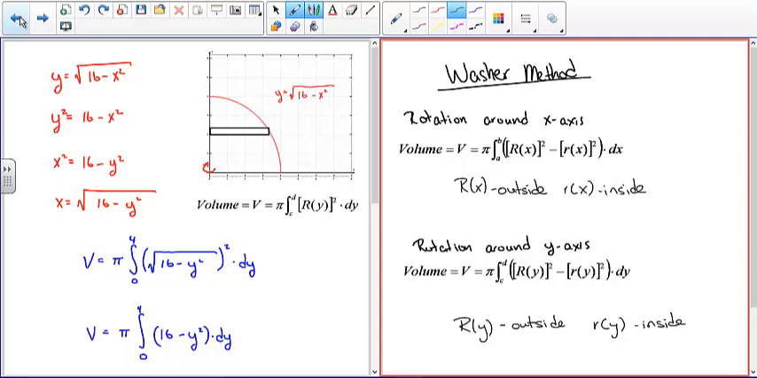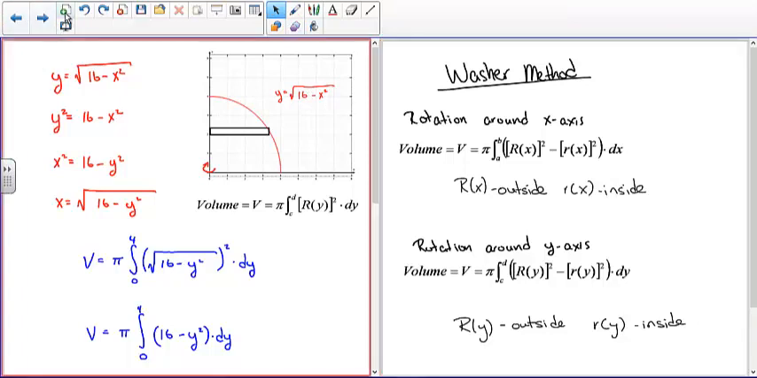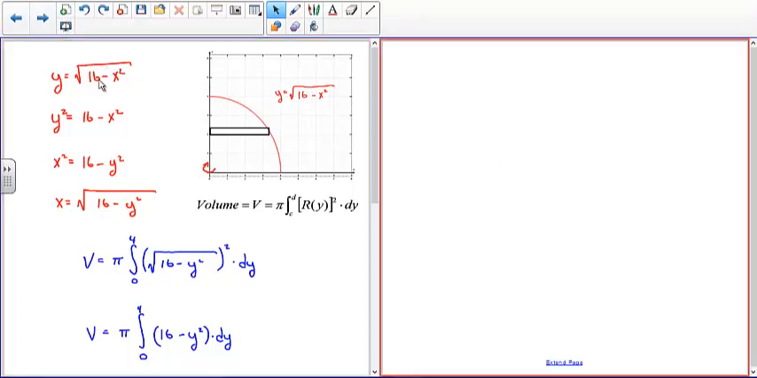In this case, as I said, we're rotating around the y-axis. So what you have to do in that case is, if you're given the relationship as y is a function of x, you have to then solve for it as x is a function of y. And because this thing's symmetric, they look pretty much the same, because they are, except x and y are switched.